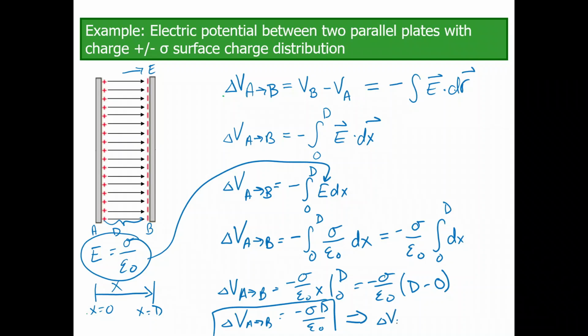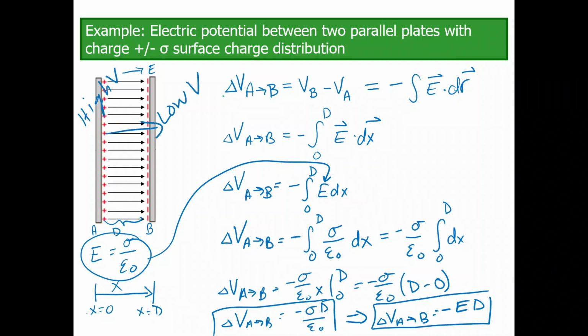That gives me that delta V from A to B is going to be negative E times d. And the reason that it comes out negative is simply because the electric field points in the direction of decreasing potential. So because we are going from high potential to low potential, my electric field is going from high to low. The negative here really just means opposite.